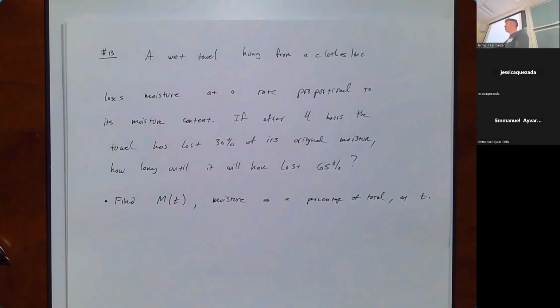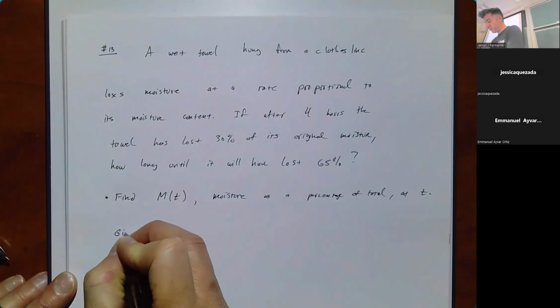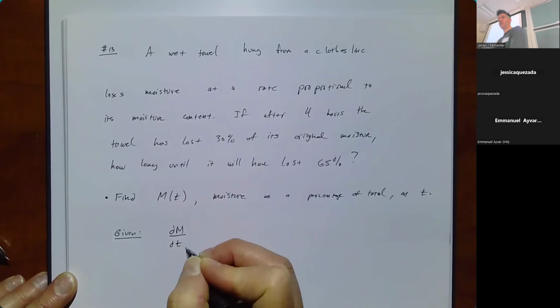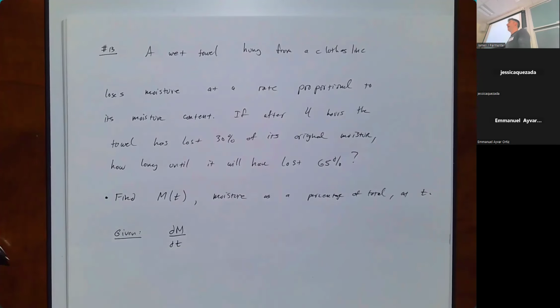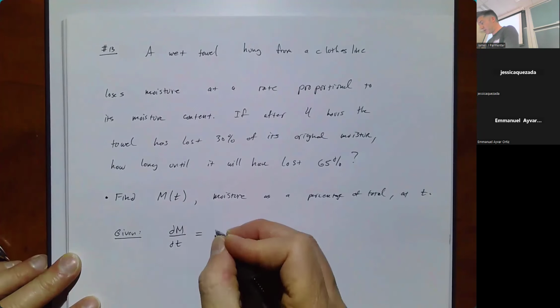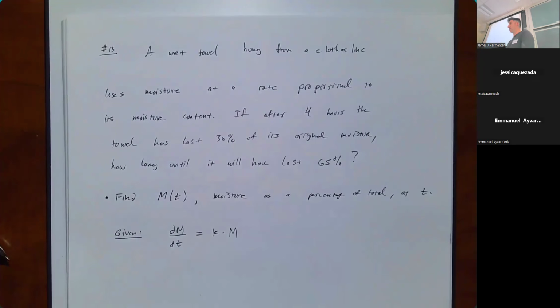We have a couple additional, we'll talk about them in a minute. So here's what we're given. We are given that the rate of change of moisture, dM/dt, or d whatever dt, right? The rate of change of everything is always d that thing over dt. We're told that it's proportional to the moisture content. So that's just going to be some constant times the amount of moisture.